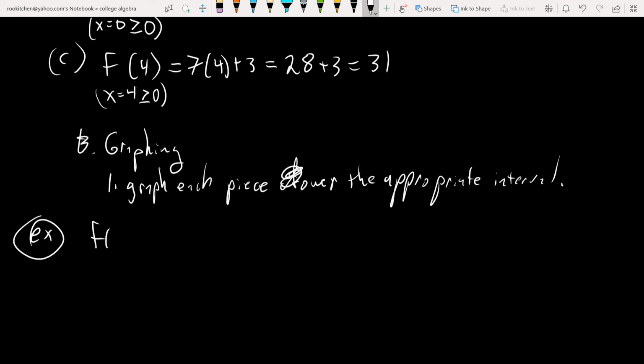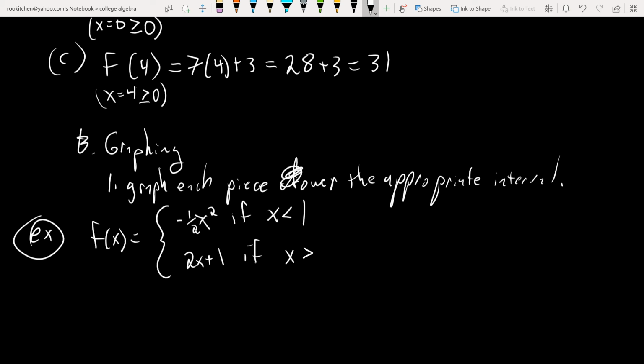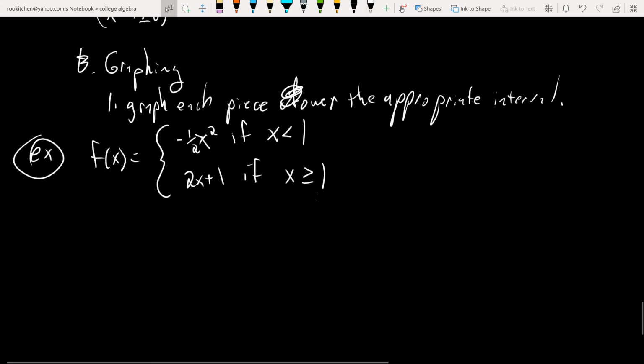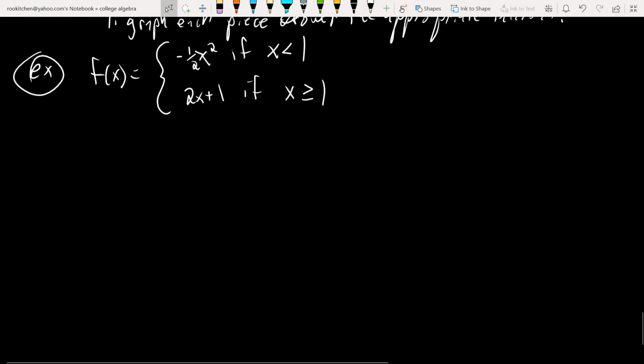We have f of x equals negative 1/2 x squared if x is less than 1, and then 2x plus 1 if x is greater than or equal to 1. Okay, so I've got two graphs. I have one graph when x is less than 1. So on the number line, here's 1, and I'm looking at everything below it, right? Maybe we'll think of it as an open dot right there.